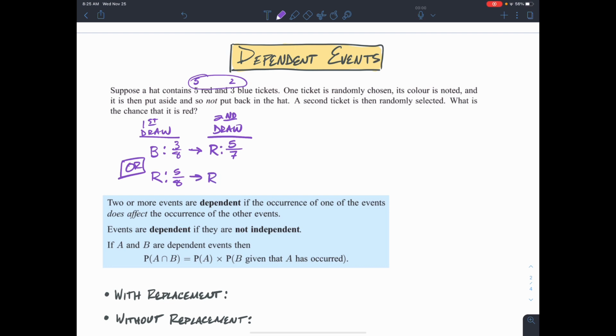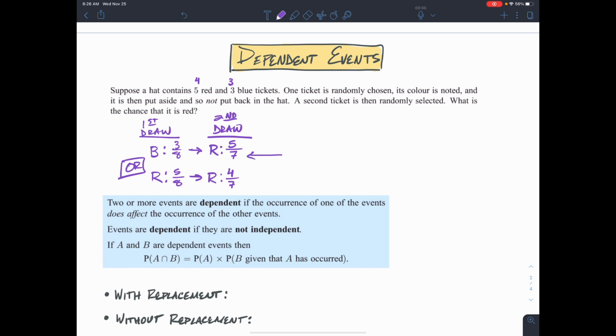If we go down this other way, well, here we had chosen a red one first. So that means the red has gone down to 4. We haven't touched the blue yet, so there's 3 of those. But we're not worried about the blue. We're worried about how many tickets are in there, and we're worried about getting a red ticket. So there's going to be 4 red tickets left out of 7 tickets in total.